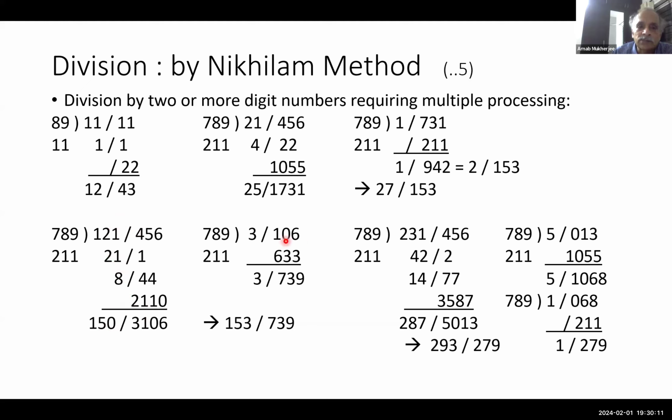Now again 3106 is more than the divisor, so again it will be the same thing. 3 into 211 becomes 633. In one go, everything goes towards remainder. So it adds up, and 739 will become my remainder, and 3 is the quotient. This 3 gets added towards the previously obtained quotient. So it becomes 153 as quotient and 739 as my remainder. Here I have also shown another one.